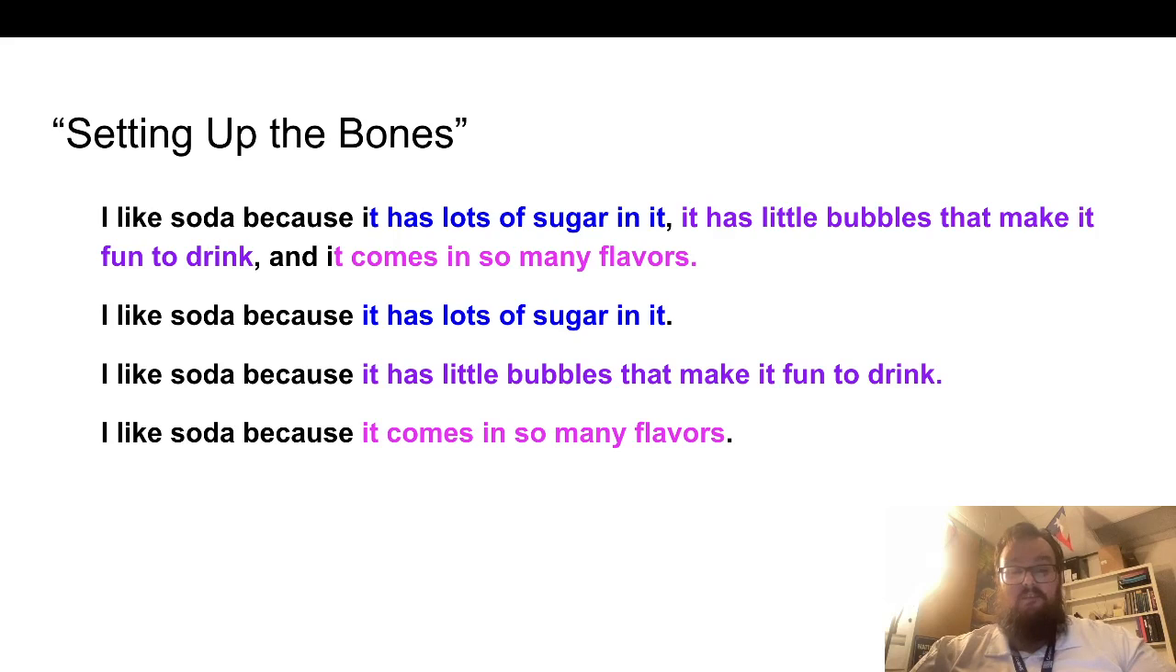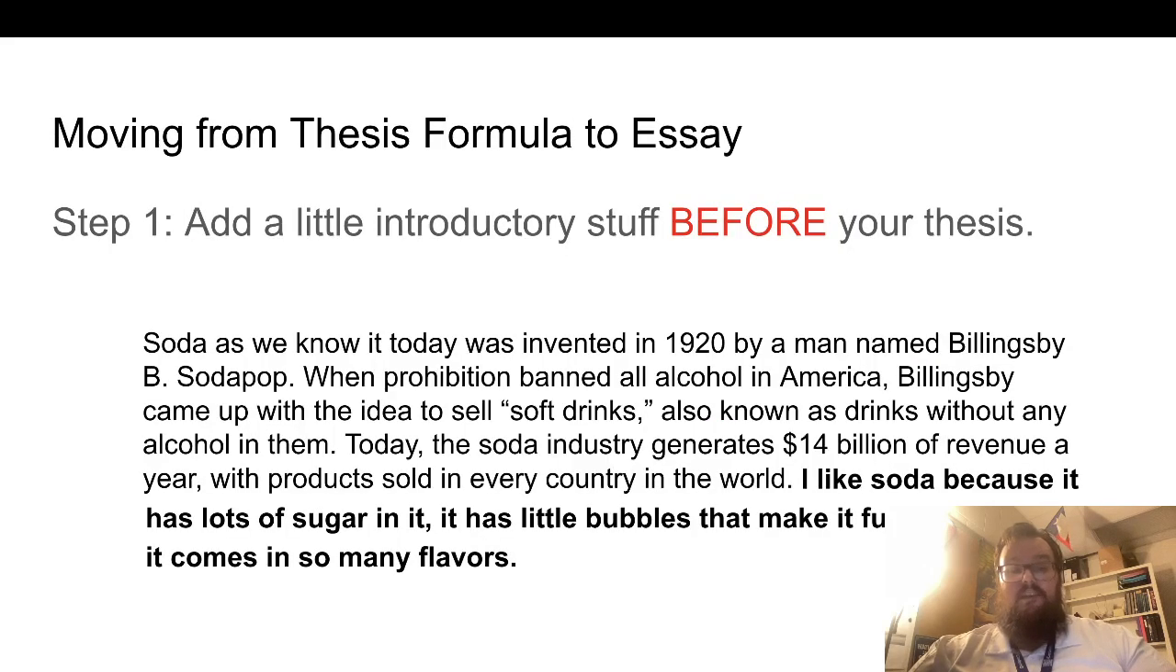just so you can see how repetitive it is and how it changes the focus. All right, so here's a moving thesis formula essay. Here's the example. I wrote this entire essay in these parts. What you want to do is, step one, throw in a little introductory material before your thesis. The thesis statement really should be the last sentence of your intro paragraph. So introduce it a little bit. You don't have to start with 'since the beginning of time' or a cosmic thing, but something like this.